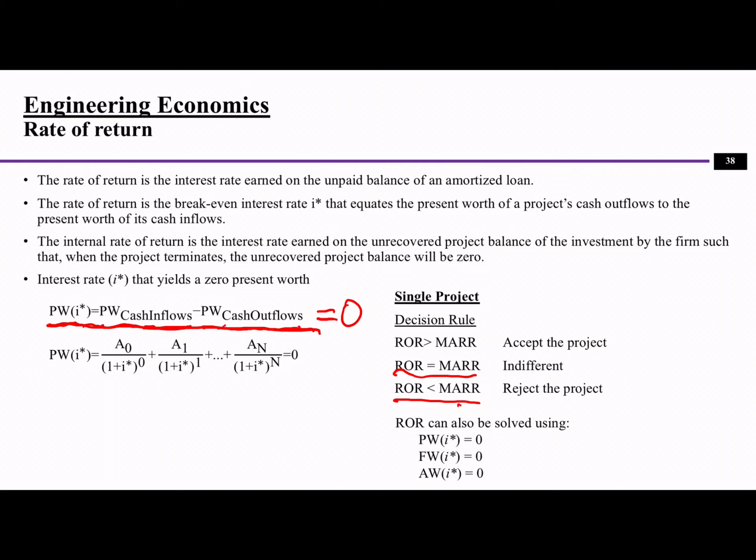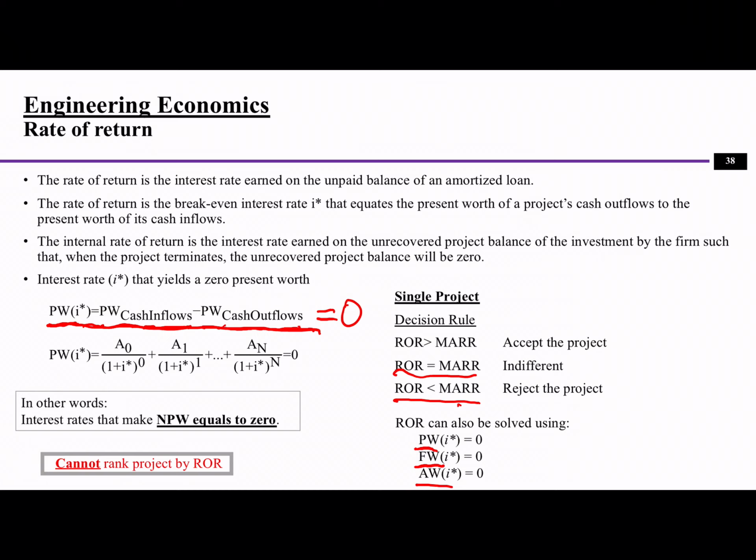Well, the rate of return can also be solved in other ways. Basically, all you need to do is make it 0, right? The inflows have to be equal to the outflows in order to find the interest rate of return. You can also convert everything to present worth, or you can convert everything to future worth, or you can convert everything to annual worth, right? But they all have to be 0.